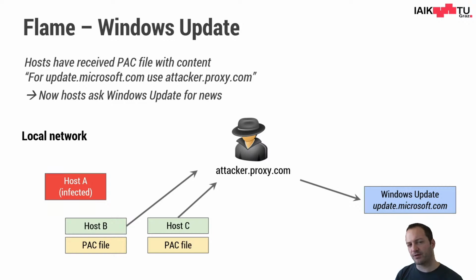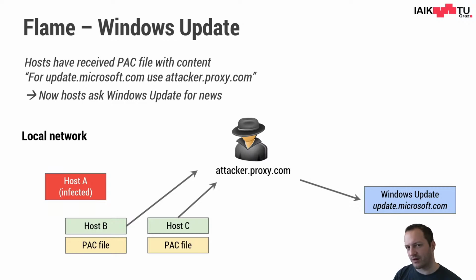Now what happened if hosts received this file? This file included a statement saying if a host wanted to go to the update.microsoft.com server, it should route the traffic via the attacker's host. Now, as you know, Windows computers are polling for updates on a regular basis, so it happened that all these hosts in the network just asked the attacker basically, do you have any updates for me? And in the case of this Flame malware, the attacker just said, yeah, I do. And this is where they presented the malware.